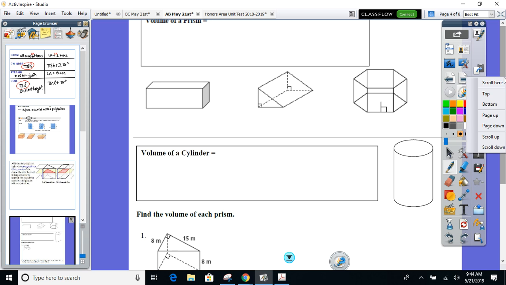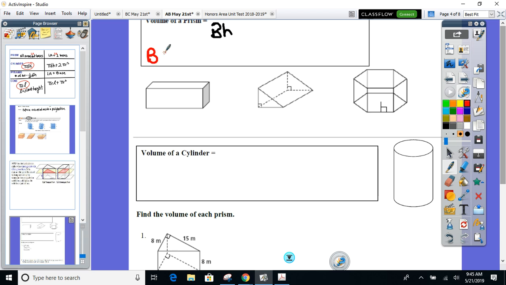What's it tell you the volume of a general prism is? Big B, not BH, big B, H. I don't think it tells you what big B represents. Big B represents the area of one of the bases. And then H is the height of the prism.